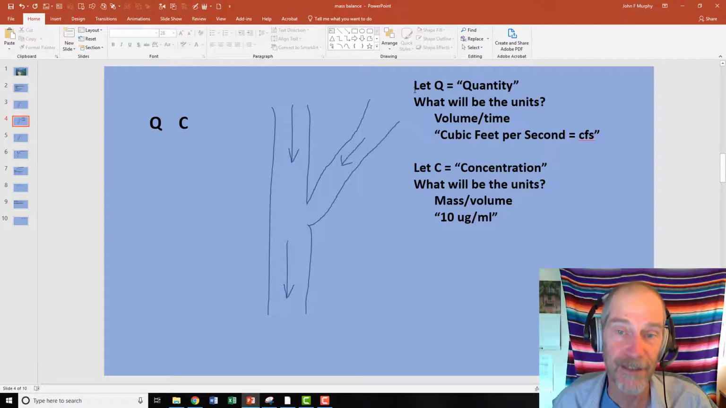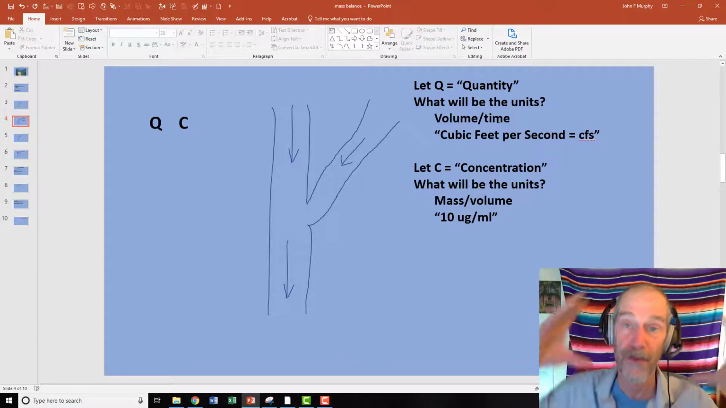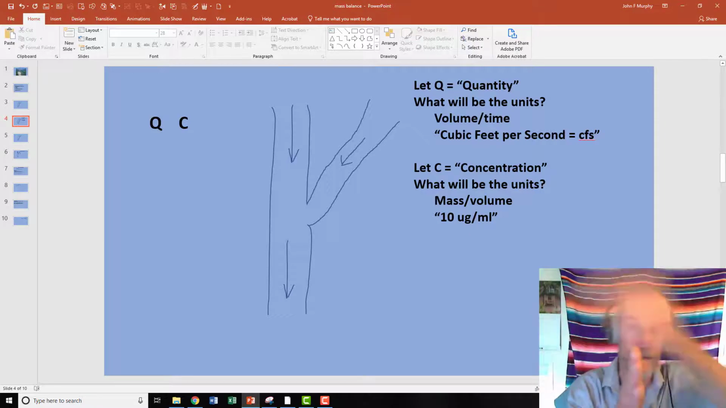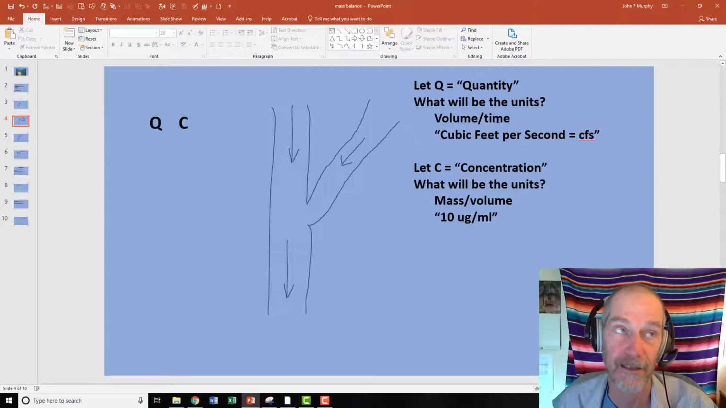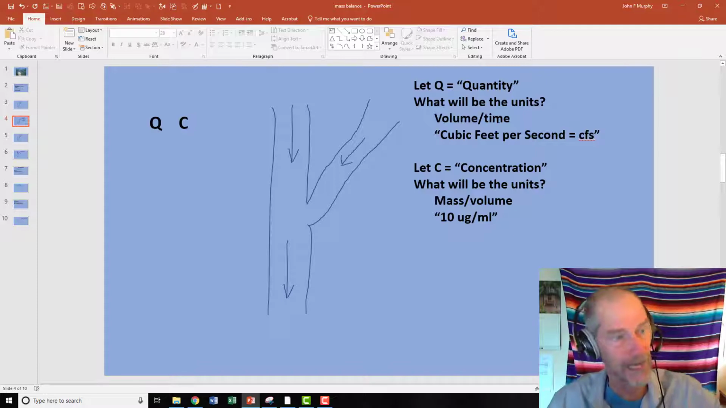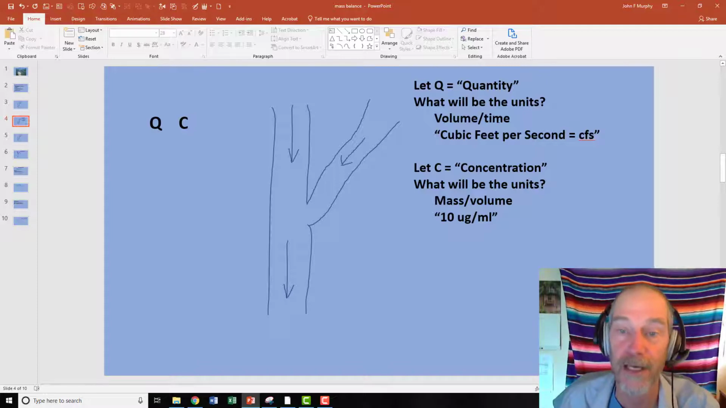So let Q equal quantity, and just think about the units for a second, because you're going to see them in the problems. The quantity of water is going to be a volume over time, like this much water passing over this point per second. So for instance, cubic feet per second. And just visualize what that would look like. Turn on your faucet and you're going to have a Q coming out of the faucet, a volume over time. You could put a gallon jug underneath it and time it, and you'd have 1 gallon per that many seconds, and that would be the Q.